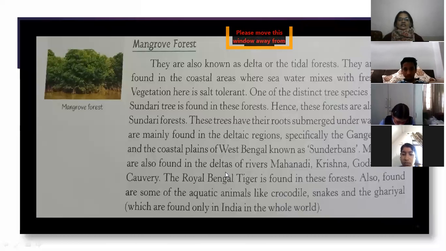And the animals found in these mangrove forests are Royal Bengal tigers, and some aquatic animals like crocodiles, snakes and gharial. Gharial is a type of crocodile which is found only in India in the whole world. These gharials are a type of wild animal found in India only. Clear, students? So this was about the mangrove forest.